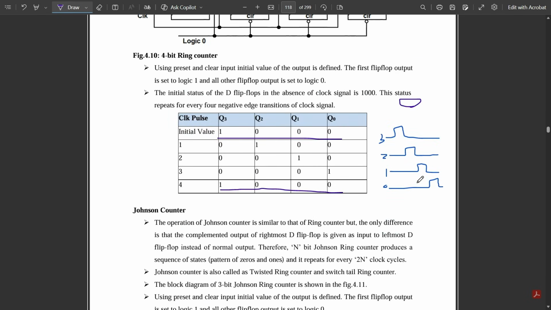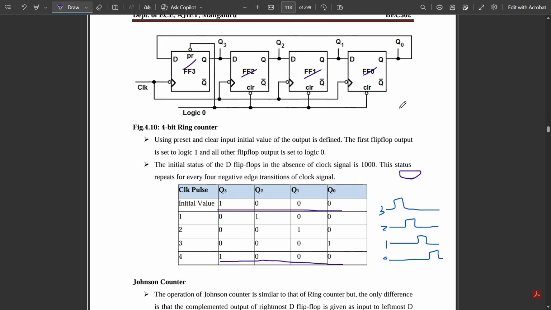This is the timing diagram generated with respect to q3, q2, q1, and q0, the sequences obtained. If you want, you can note this down. This is with respect to the ring counter.